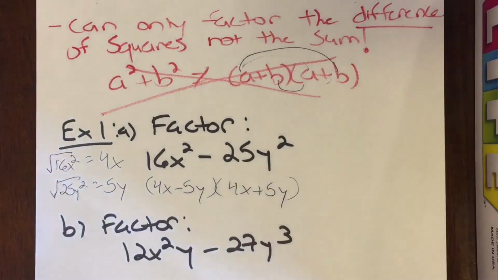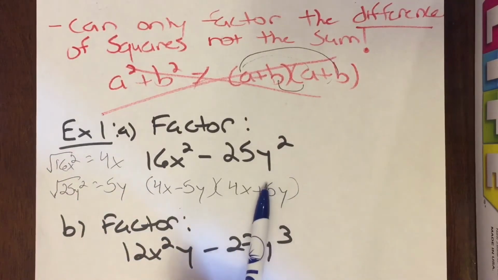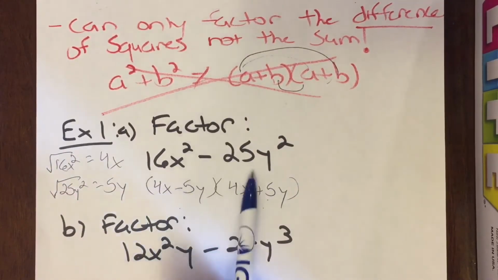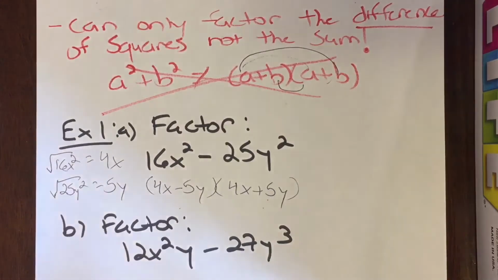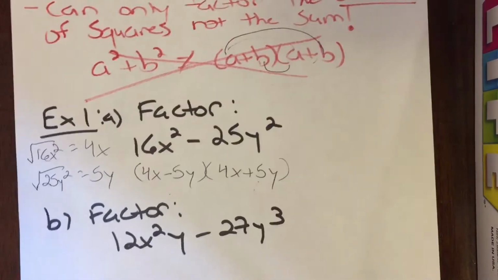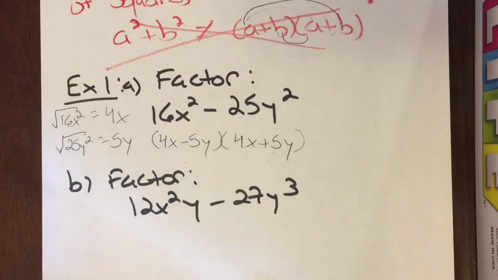Okay, and it doesn't matter, you can change the order if you want. You could do the 4x plus 5y first. Anytime you're factoring, the two factors are always interchangeable. If you weren't sure if you did it correctly, guess what? You can just check by distributing. And notice here we'd have 16x squared, and then the middle terms would wind up canceling, and then we'd have minus 25y squared. Okay. All right, let's do one more of the difference of squares.